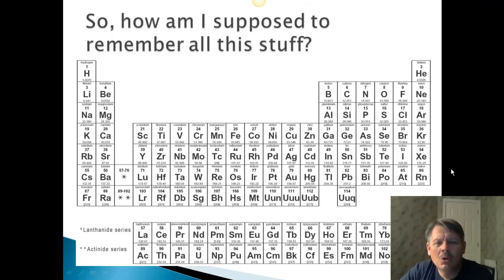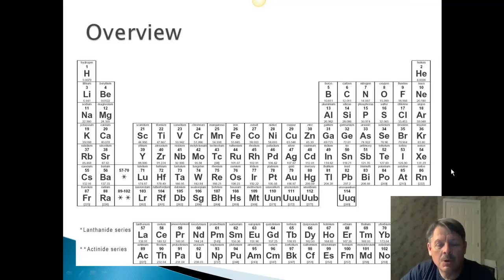So how in the world am I supposed to remember all this stuff? How am I supposed to remember these s orbitals are spherical and p-shaped dumbbell electrons and D's and F's are really goofy and what in the world do they mean? Where do I find them and how does all this apply? Okay? Well, that's what we want to do.